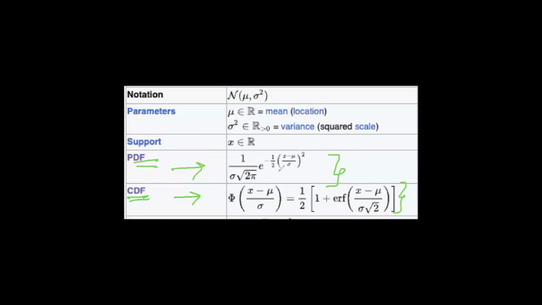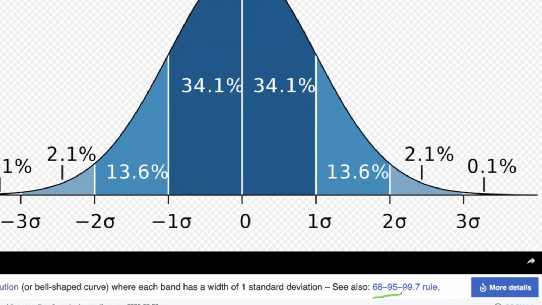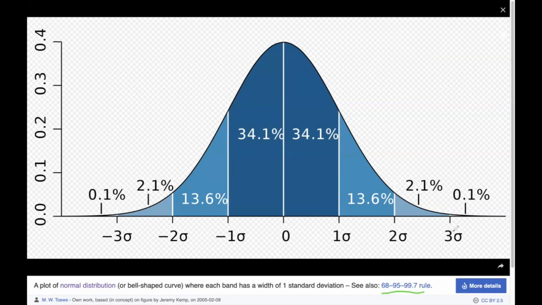Okay, having said this, there is another concept which is extremely important with the Gaussian distribution. This is called the 68, 95, 99.7 rule. You can find this nice diagram in the standard deviation page of Wikipedia. I have taken it from there.